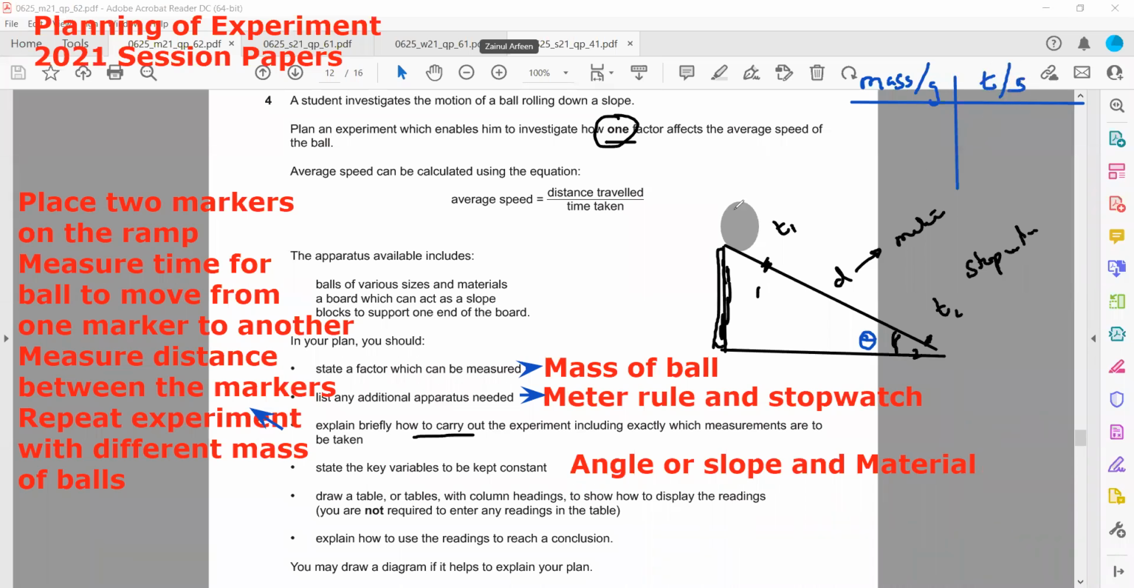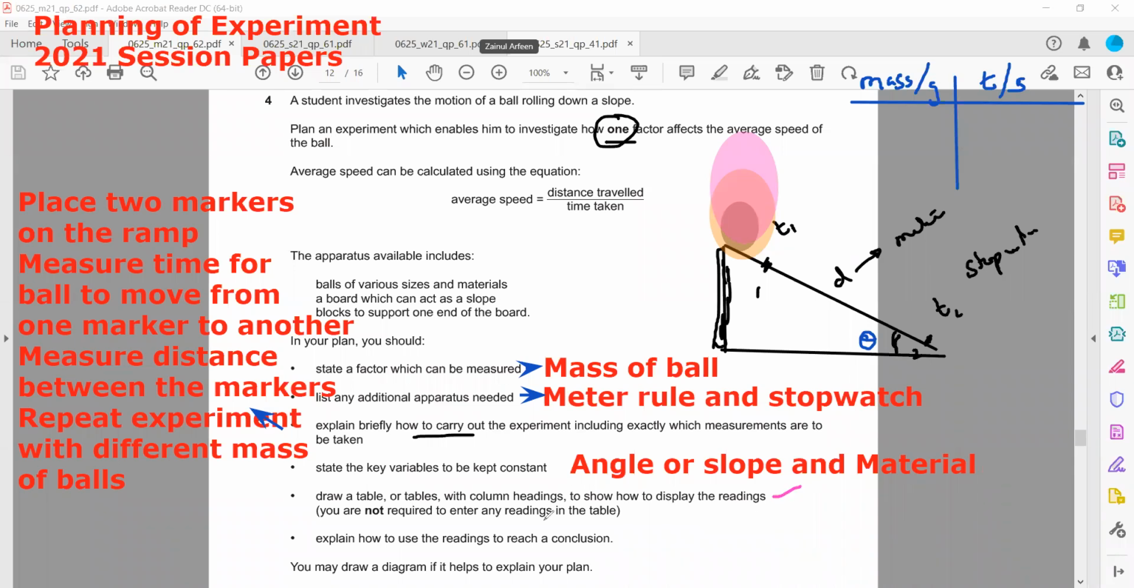Why did I not mention distance? Because we are changing the sphere. Like first, for example, we use say a 10 gram sphere. Then we use a 20 gram sphere. Then we use a 30 gram sphere. So we are only changing the mass of the sphere. The distance is kept the same and we record the time to move from one marker to another. So this is a table which we will draw to represent how we present our data.